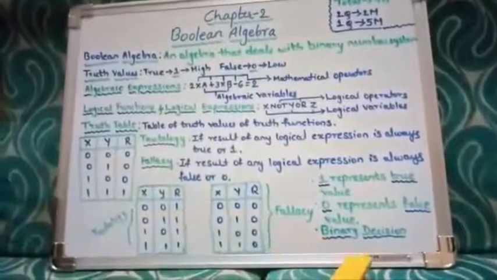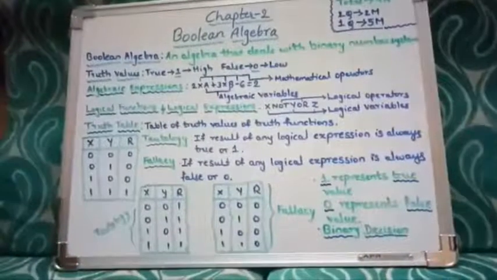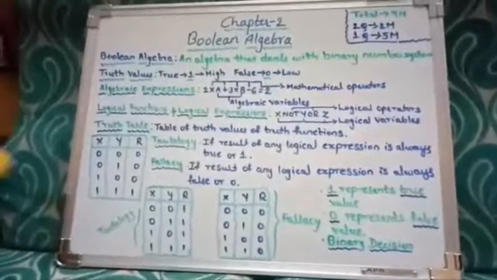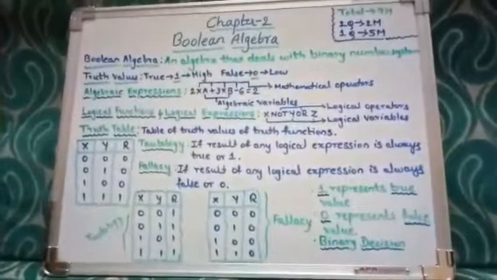Here again one term is there, that is the binary decision. The decision which results in either true or false is called a binary decision.